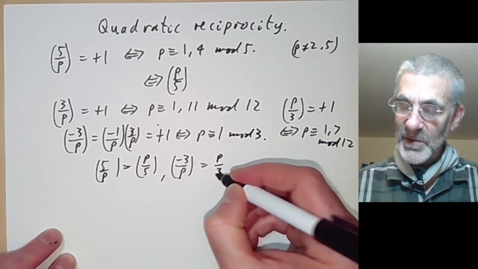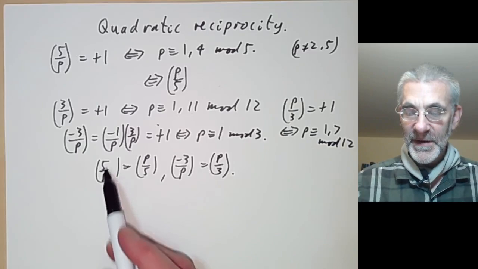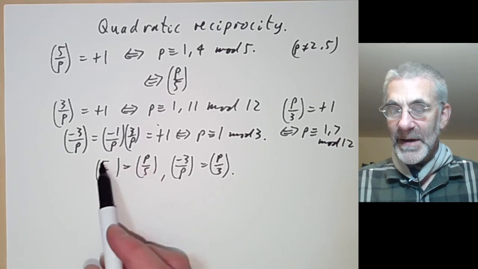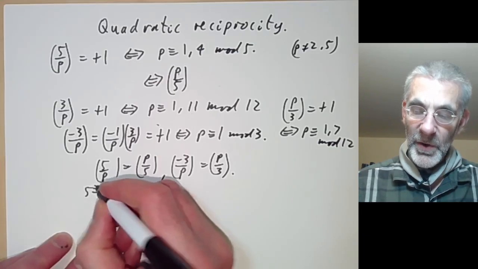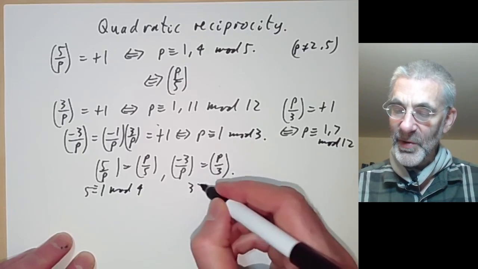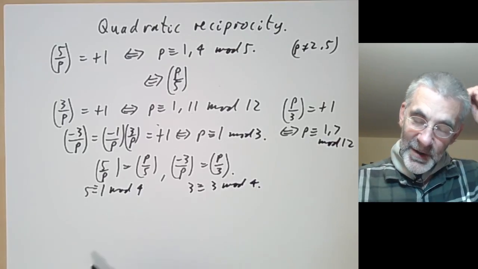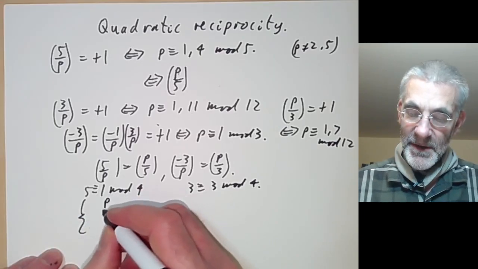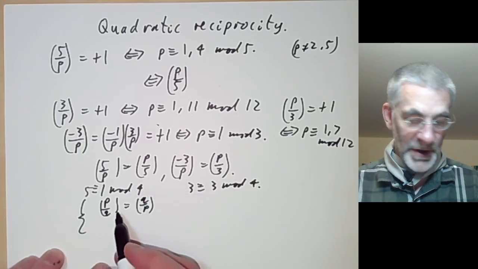Euler and Gauss did a lot of calculations of these quadratic residue symbols, and what they found was that this identity holds if you replace 5 by any prime of the form 1 mod 4, and something like this holds if you replace 3 by any prime of the form 3 mod 4. So we get Euler and Gauss's law of quadratic reciprocity, which says the following. (p over q) is equal to (q over p), except when it's not equal to (q over p).